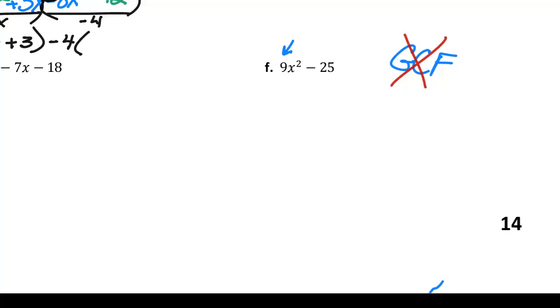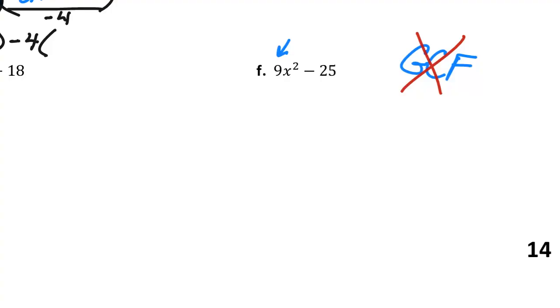So since this is 2 terms, what should I look for next? Which factoring? What type? This is the long one we just learned today. Difference of 2 squares, okay? Difference of 2 squares. So set up your 2 sets of parentheses.